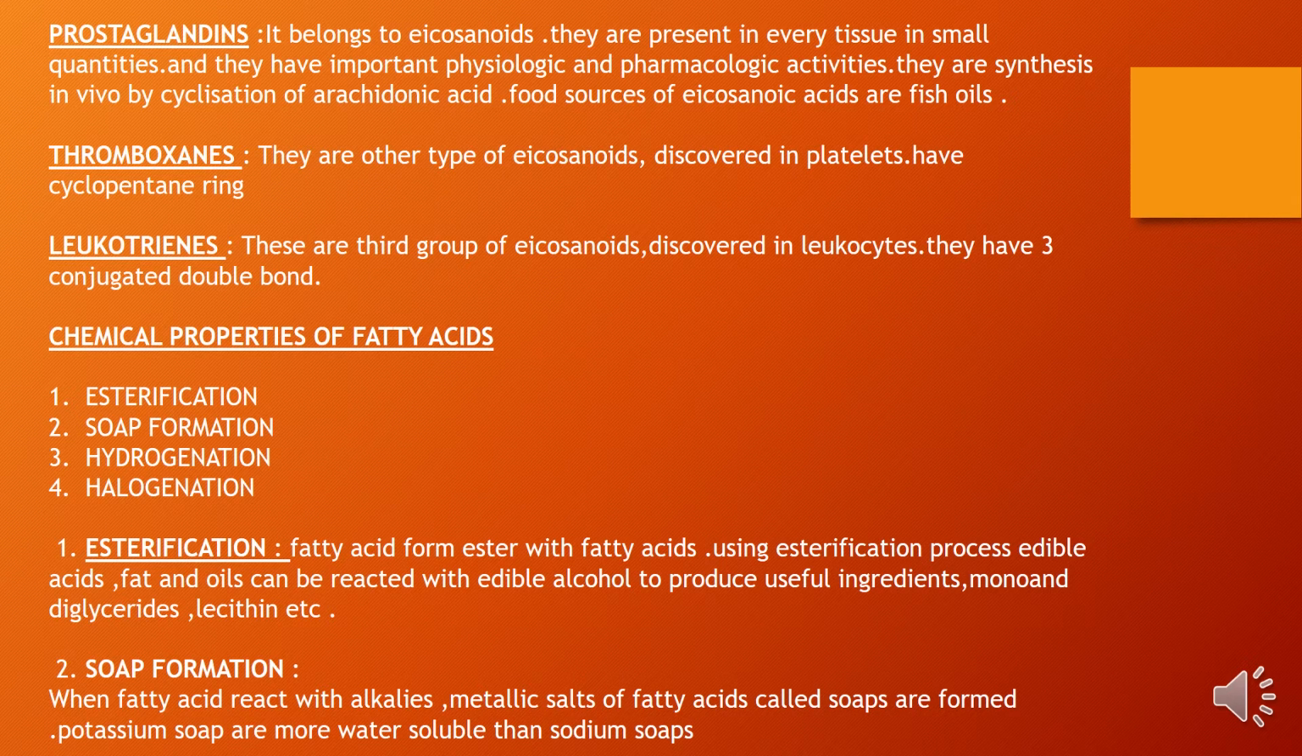And what are the chemical properties of fatty acids? Esterification, soap formation, hydrogenation, halogenation. What is esterification? Fatty acids form esters with alcohols. Using the esterification process, edible acids, fats and oils can be reacted with edible alcohol to produce useful ingredients, monodiglyceride and lecithin.